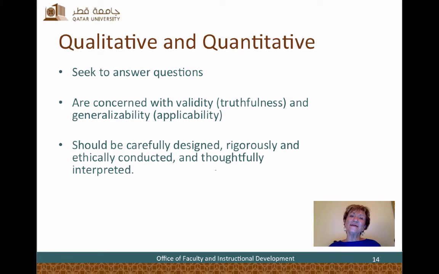However, qualitative and quantitative data are alike in many respects. They both seek to answer research questions. They're both concerned with validity, which in qualitative is often called truthfulness, and generalizability, which in qualitative is often called applicability or usefulness. But both are concerned with being true and being useful. They also share the qualities that they should be carefully designed, rigorously and ethically conducted, and thoughtfully interpreted.